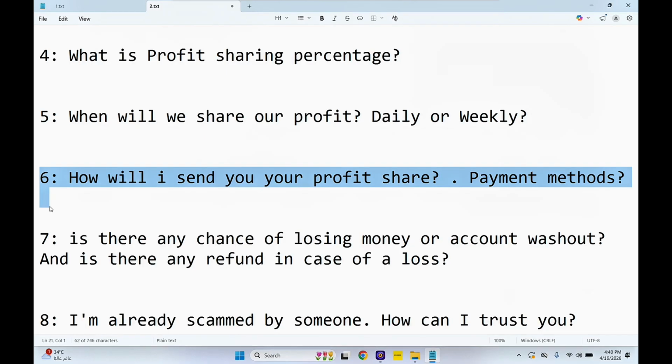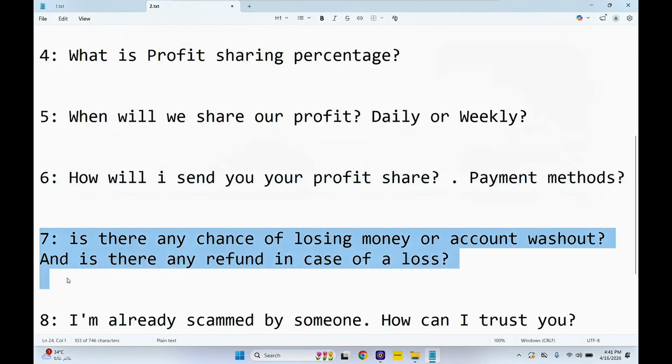Okay guys, you can send me my profit share by using crypto wallets like Bitcoin, USDT TRC20 or USDT BEP20, and you can also send me using Binance Pay ID. Mostly my clients are using crypto wallets to send me my profit share.